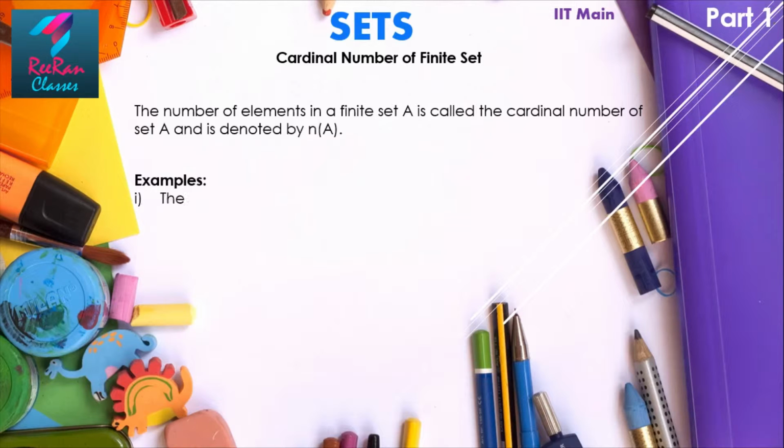For example, if we have a set A is equal to {1, 3, 5}, so its cardinal number will be equal to 3 because it consists of 3 elements. Second, set A is equal to {a, e, i, o, u}. So its cardinal number will be exactly 5.